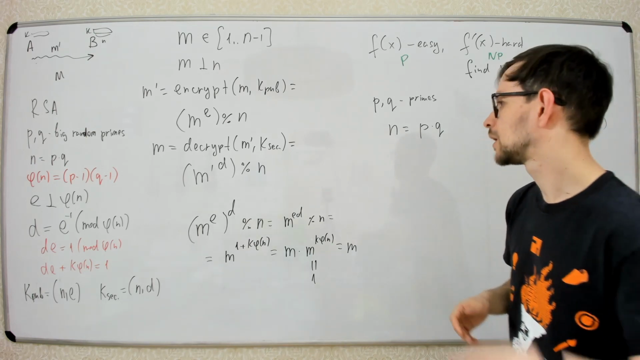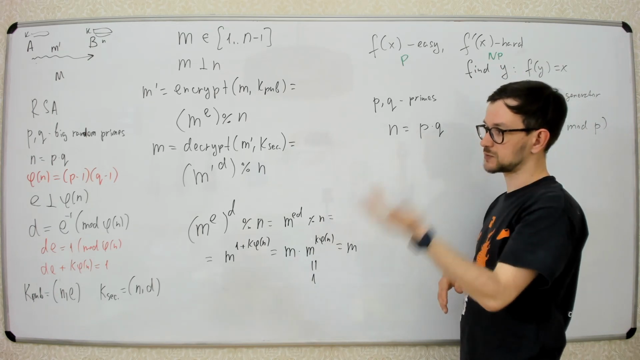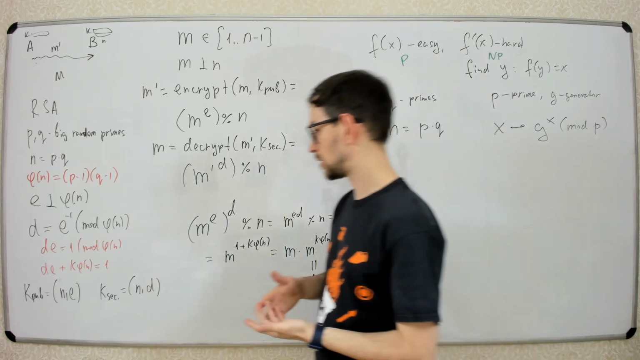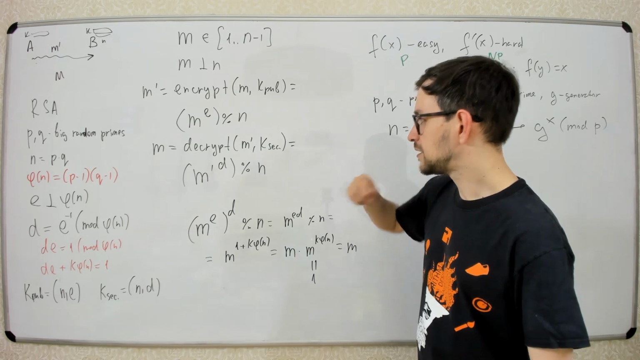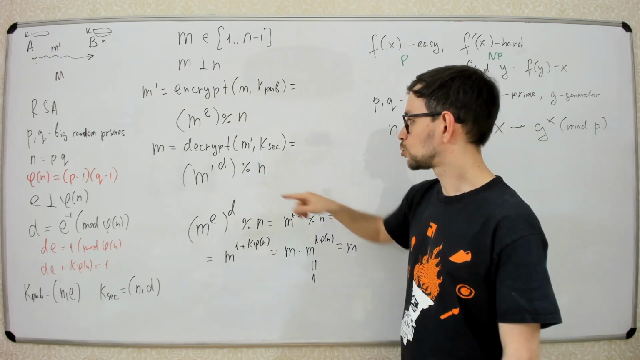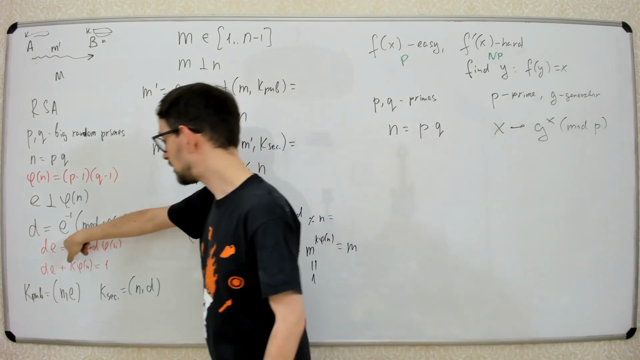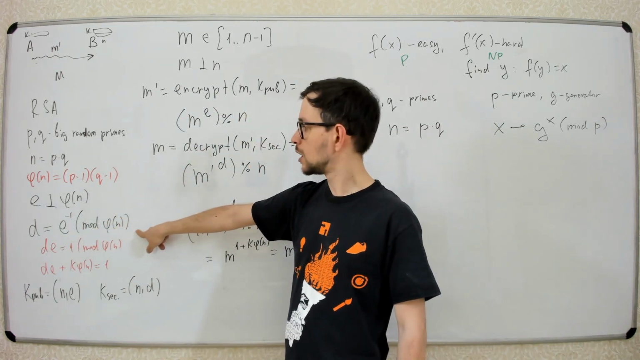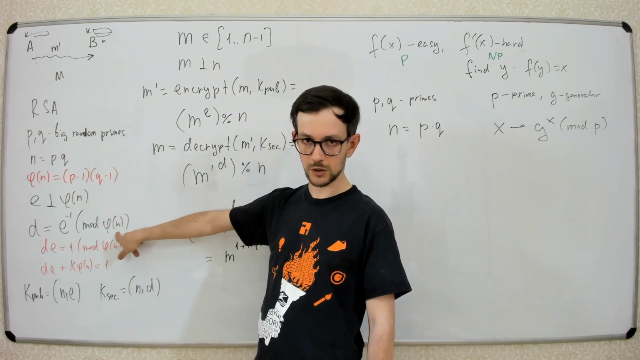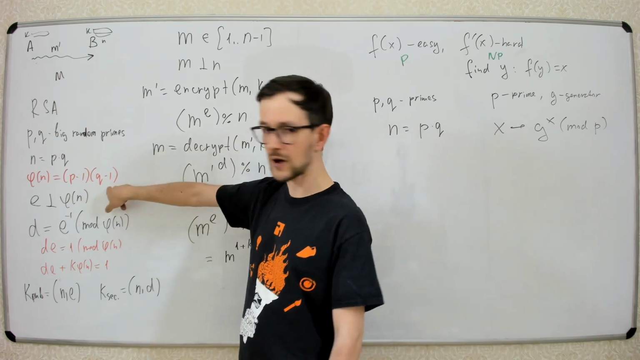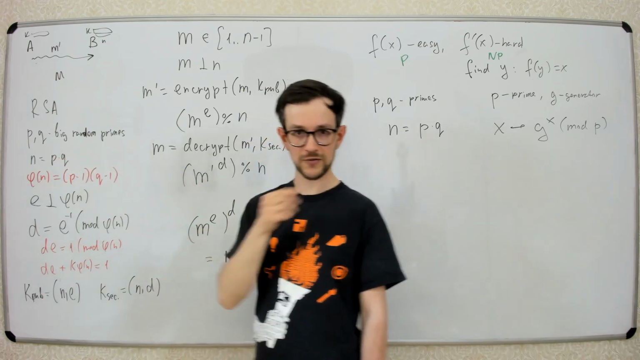Now let's see why you can't decrypt the message using just the public key. If you have only the public key, then to decrypt the message you need this number d. To know d, you need to calculate e in power minus 1 modulo phi of n. To calculate that, you need to know phi of n. To know phi of n, you need to find the factorization of number n. And we don't know how to find the factorization of number n.